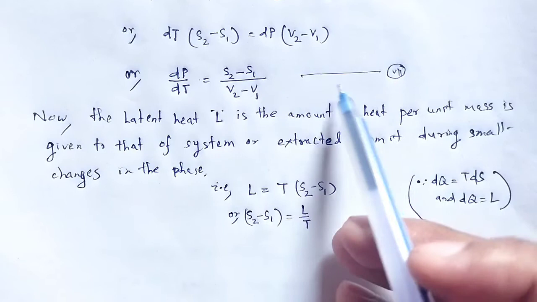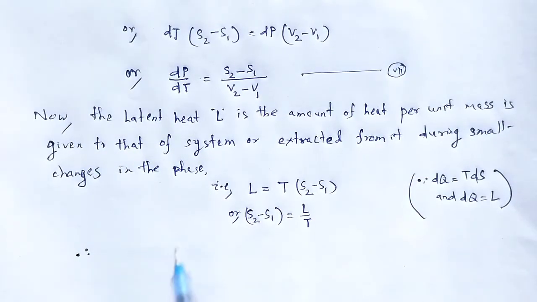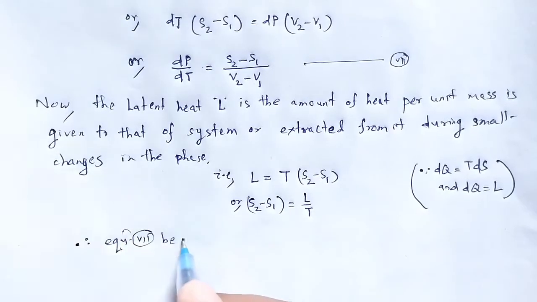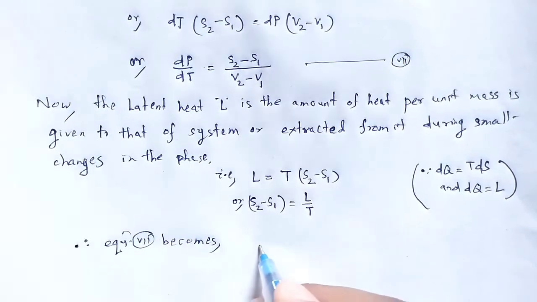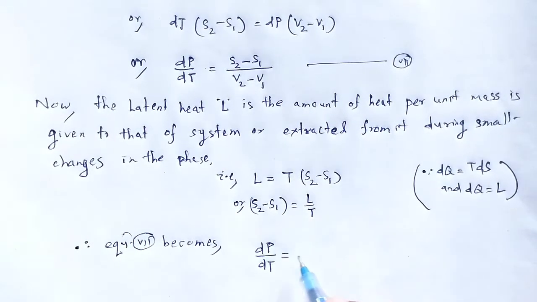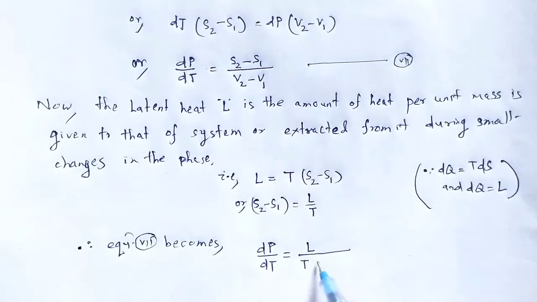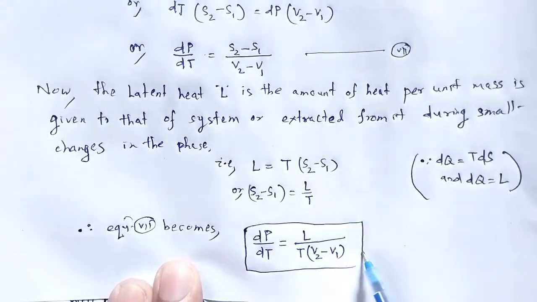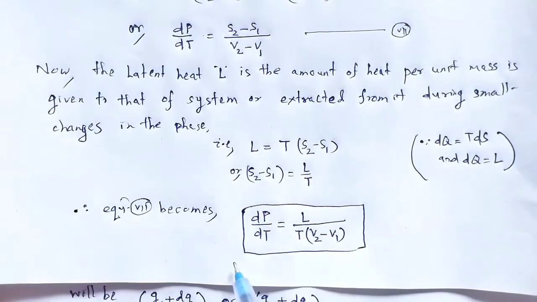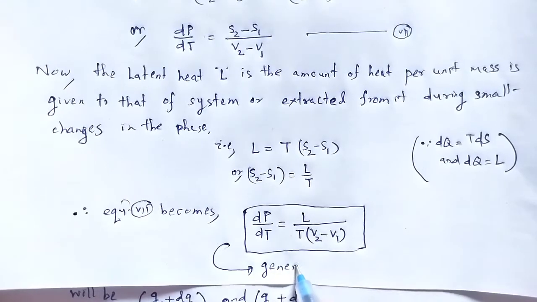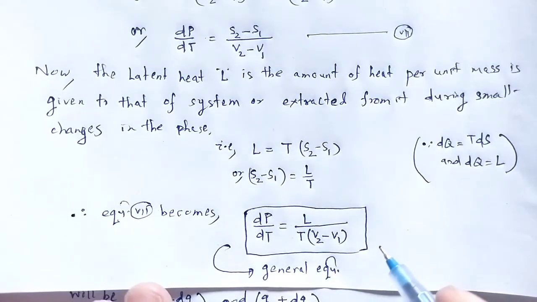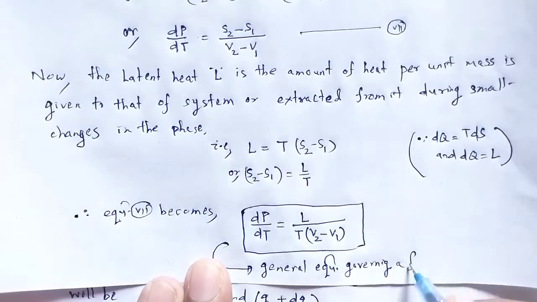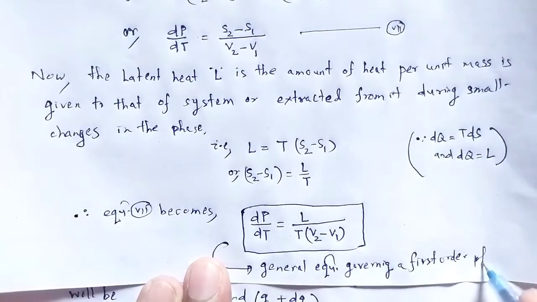Now, putting that value in equation VII, the equation becomes dP by dT is equal to L divided by T times V2 minus V1, and this is the required expression. This is the general equation governing a first order phase transition.